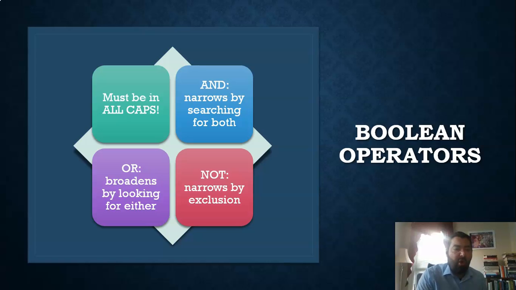OR broadens the search, and so your capital OR tells the database you want to find sources that have either this term or that term. I'm going to give you examples in a minute. That's a way to broaden the search if you want to cast a wider net. And NOT, capital NOT, narrows the search by excluding something. If there's a certain term that you don't want results for, then you would put NOT before that term and it would exclude it.